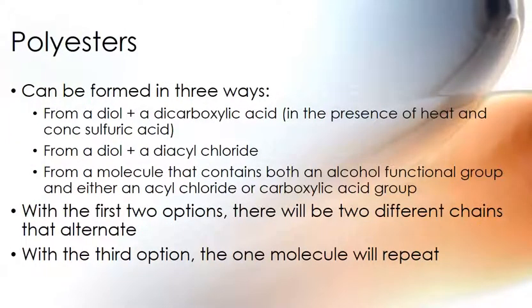Well, let's consider a polyester for a moment. Normally we would make an ester from an alcohol and a carboxylic acid, or an alcohol and an acyl chloride. You can do exactly the same thing if you have two functional groups on the molecule. So you could have a diol and a dicarboxylic acid, a diol and a diacyl chloride, or an alcohol and something else on the same molecule. Now, exactly how it looks will depend on what functional groups are present in the molecule. But let me show you an example.